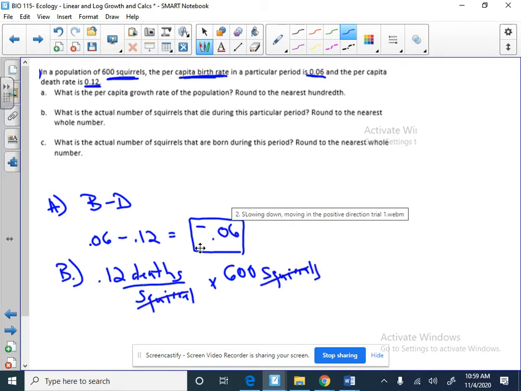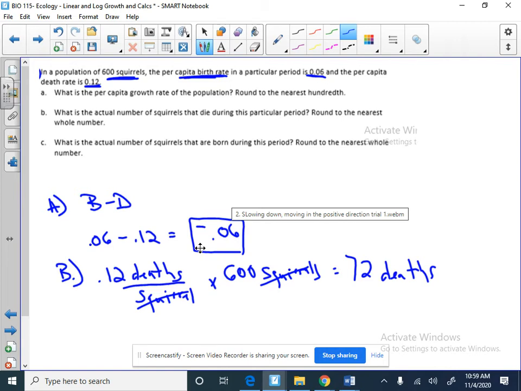Squirrels cancels. So 600 times 0.12 is 72 deaths. Okay, 72 deaths out of 600 squirrels. So that would be B.